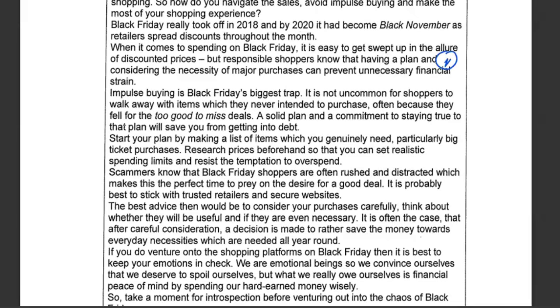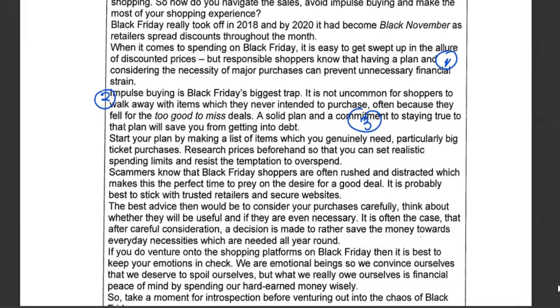Impulse buying is Black Friday's biggest trap. It is not uncommon. That's a tip, I believe. It is a tip. It is not uncommon for shoppers to walk away with items which they never intended to purchase, often because they fell for the too good to miss deals. So I believe that's part of our number 2. It's an explanation. A solid plan and a commitment to staying true to that plan will save you from getting into debt. How to shop wisely and stay safe. So as a result, so I believe this is number 3.